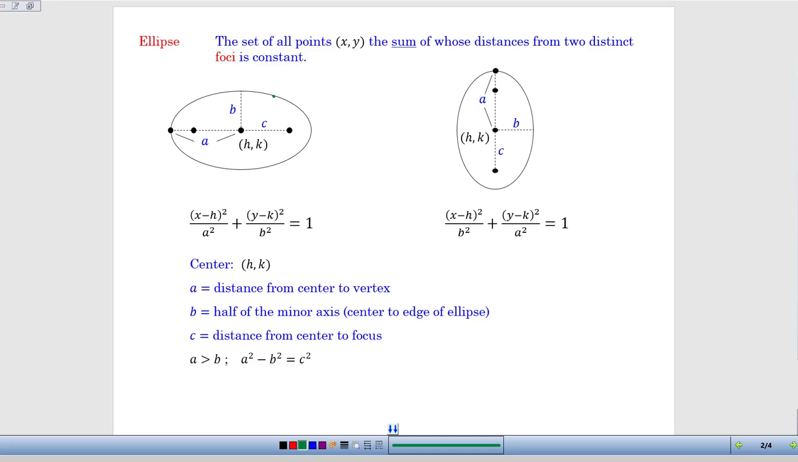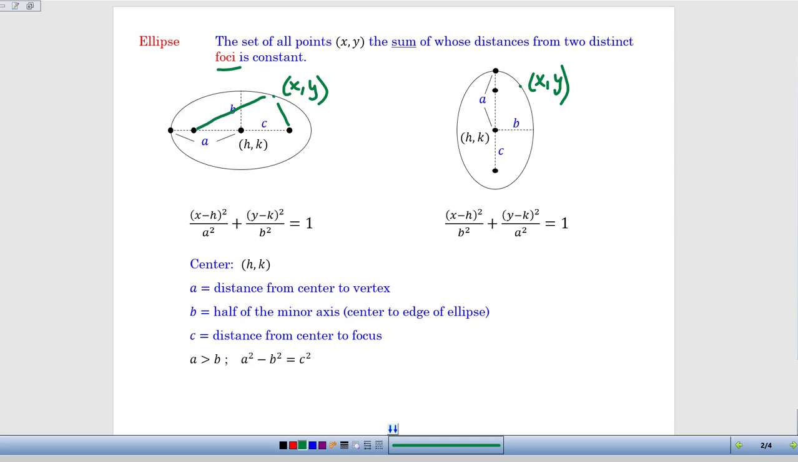x, y. So if I take a point that's on the ellipse, like right here, or right here, any point that's on the curve of the ellipse, so that point, any of the points, if I take these two distances from these 2 points that are called foci, right? Focus is the singular, foci is the plural. So I've got these 2 points that are called focus points or foci.